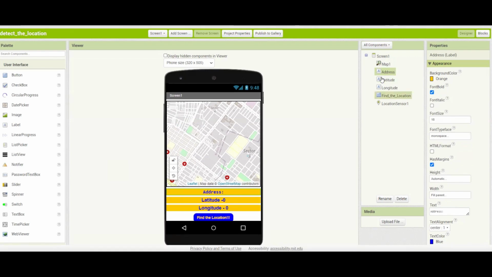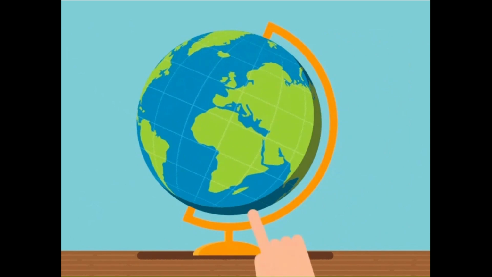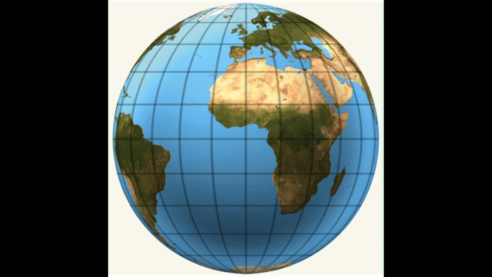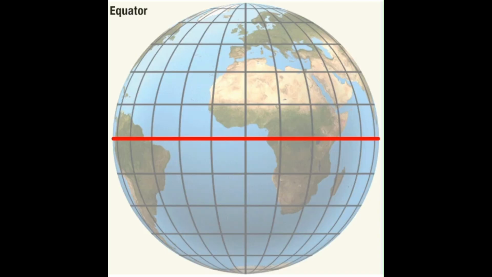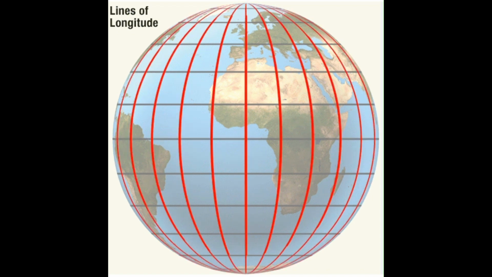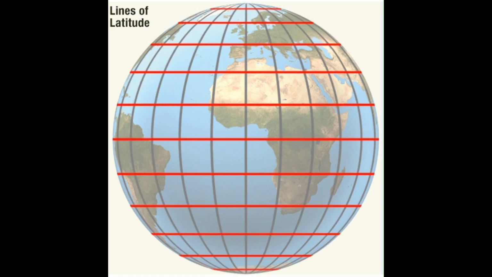After that, I have taken two more labels. One is for the latitude, another is for the longitude. Latitude and longitude are a system of coordinates used to locate any point on Earth's surface. Latitude measures how far north or south a point is from the equator, while longitude measures how far east or west a point is from the prime meridian.